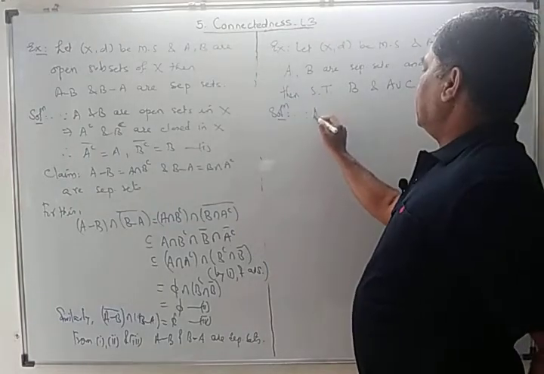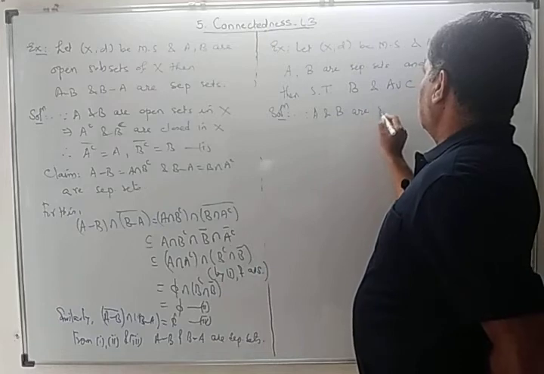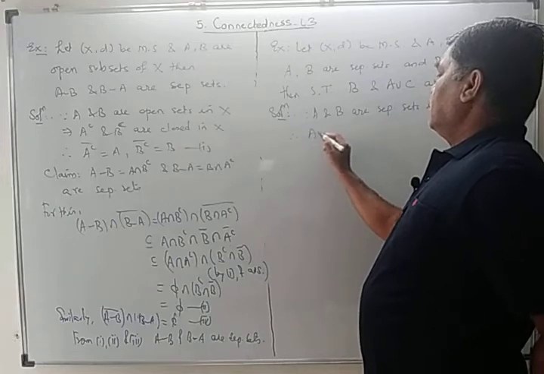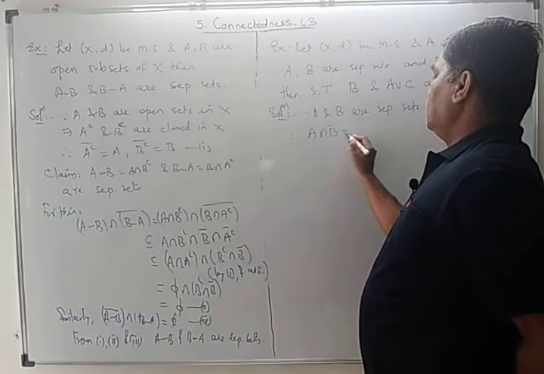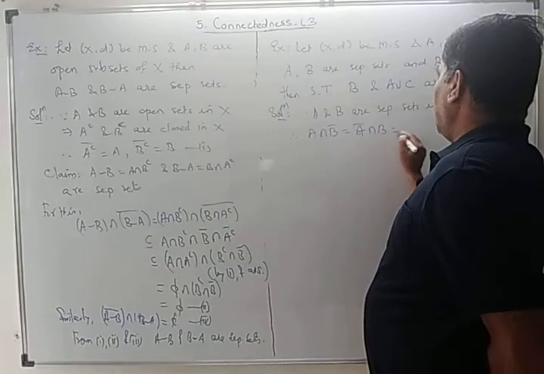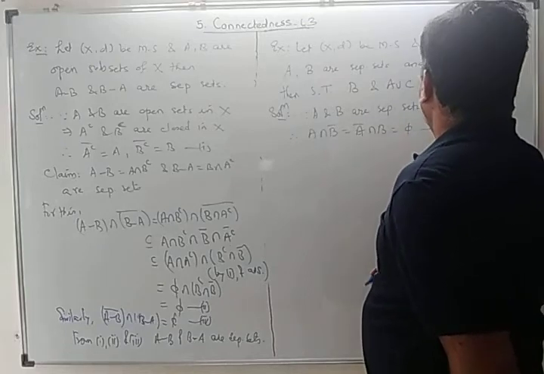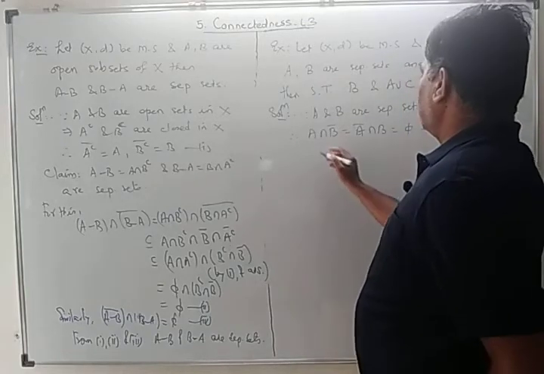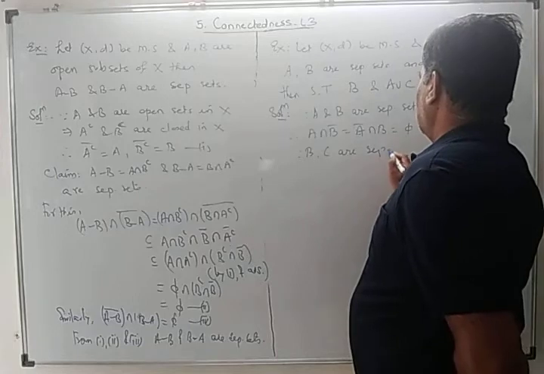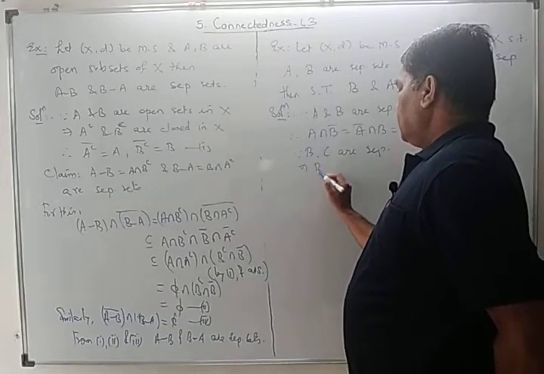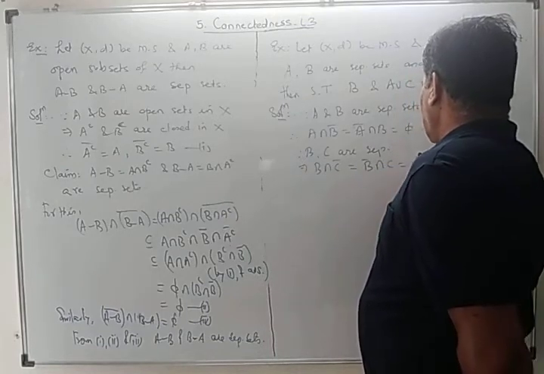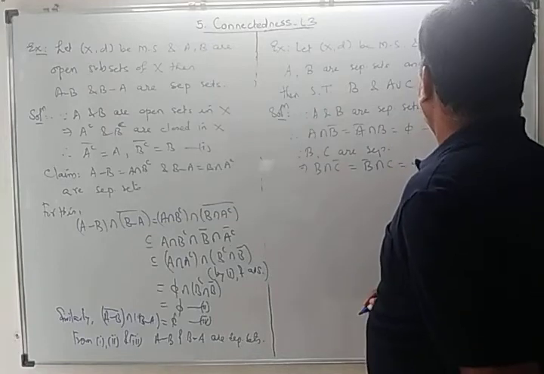So since A, B are separated sets in X, therefore A intersection B closure is equal to A closure intersection B is equal to phi. This is 1. Then B, C are separated, implies B intersection C closure is equal to B closure intersection C is equal to phi. This is 2. Okay.